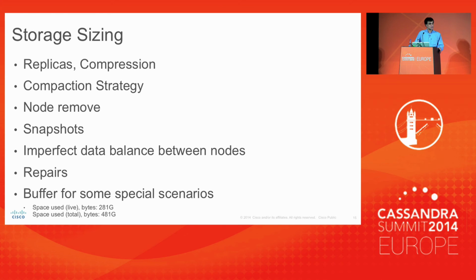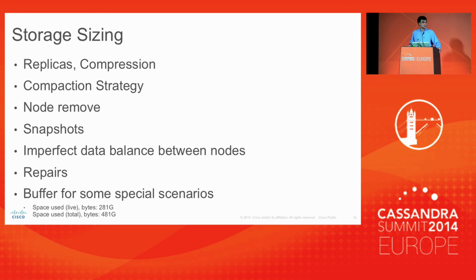The easiest ones: you start off by multiplying by the number of replicas and then by the compression that you're getting. So that's your basic. Then based on the compaction strategy, you allocate additional storage. With size tiered, you would want to double so that you can actually compact everything and not run out of storage. Sometimes we do node removes, and this happened to us as well.